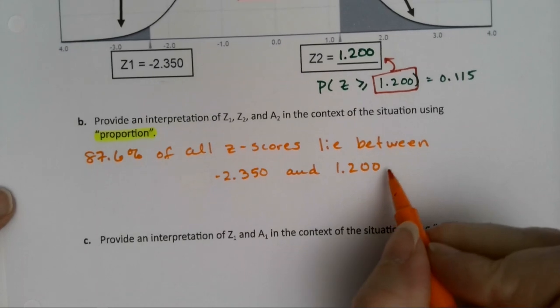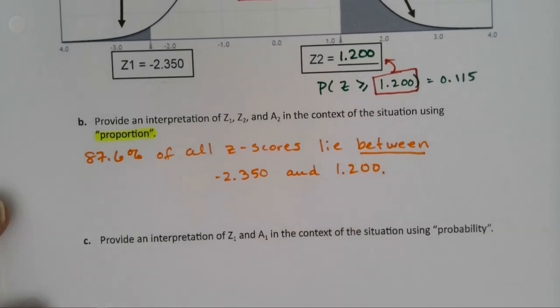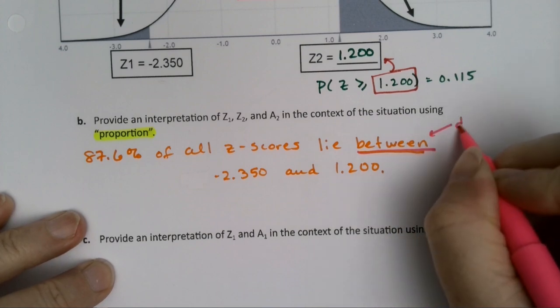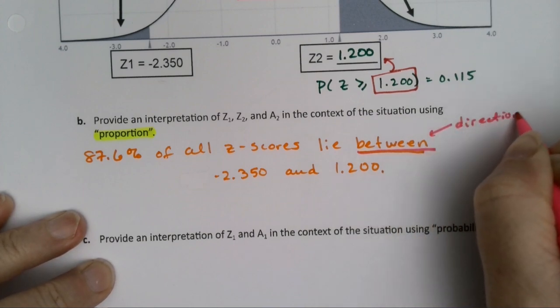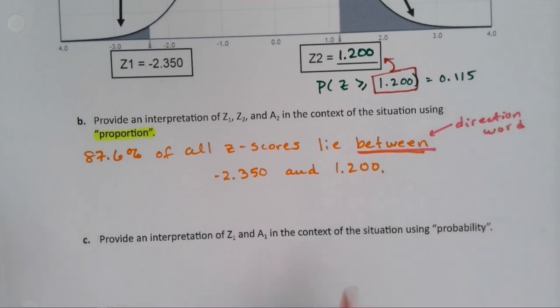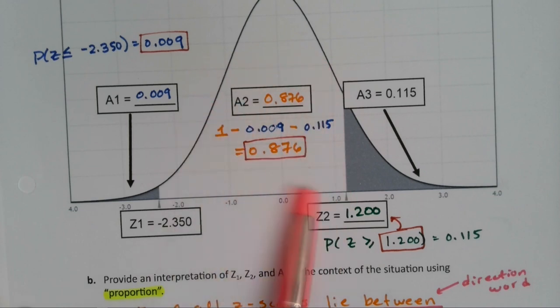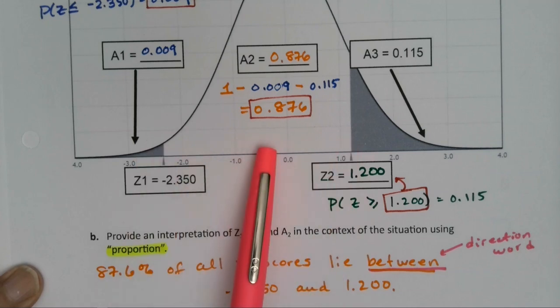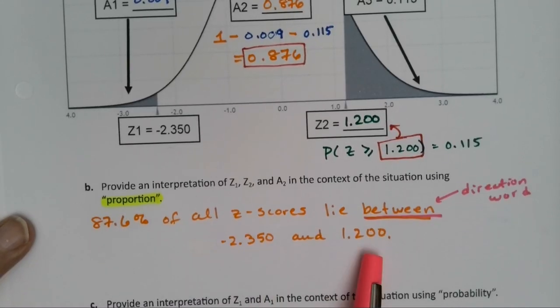There we go. Now it's very important, this is key, that you have a direction word. This is our direction word. Right? You have to be talking about a space. The 87.6% is this area in between. So you have to have a direction word that tells you it's between. You can't just say the two numbers, right? You have to have a direction word.